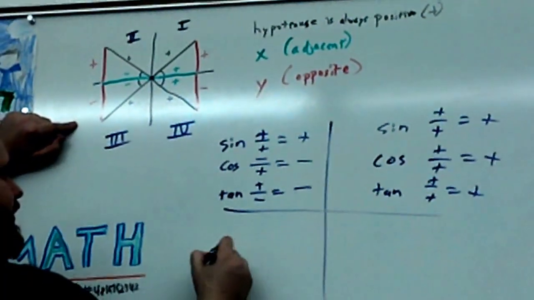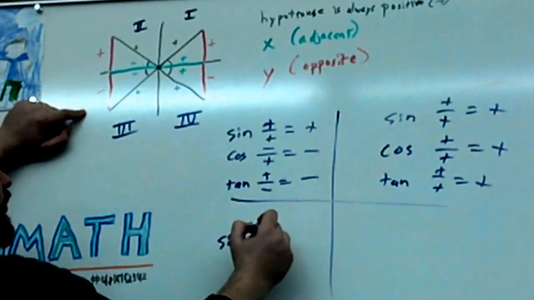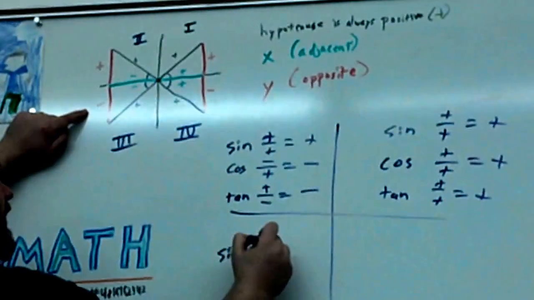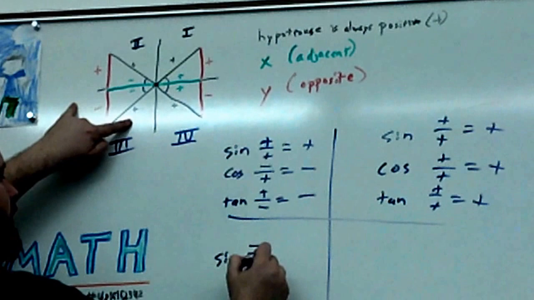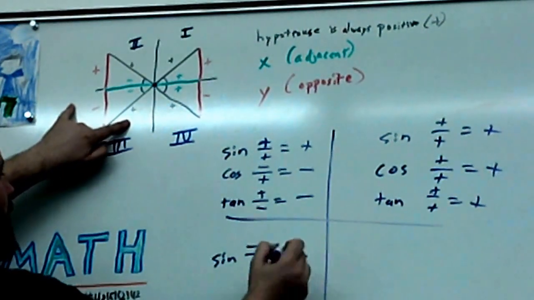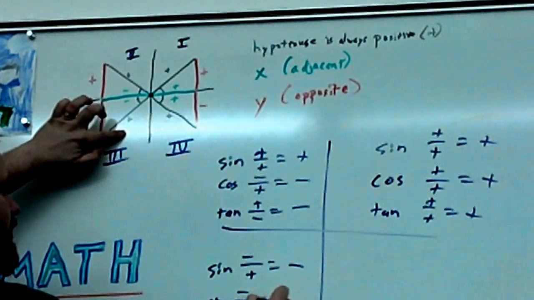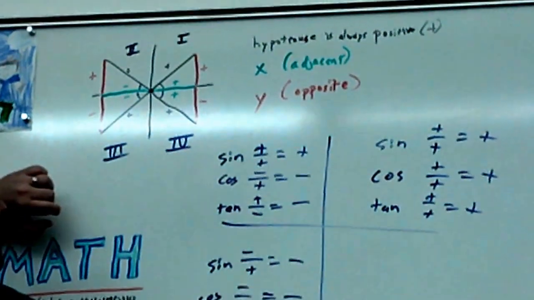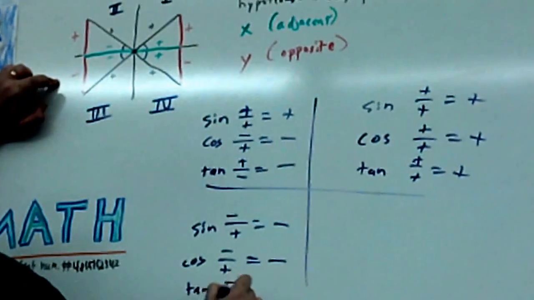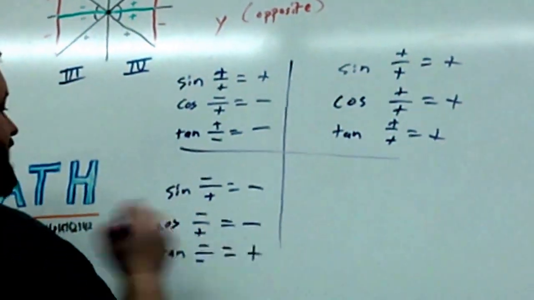Quadrant 3. Sine, opposite, plus or minus? Minus. That's right, minus, over hypotenuse, plus, which gives us minus. Cosine is adjacent, minus, over hypotenuse, plus, which makes it negative. And tangent is negative over negative, which gives us positive.